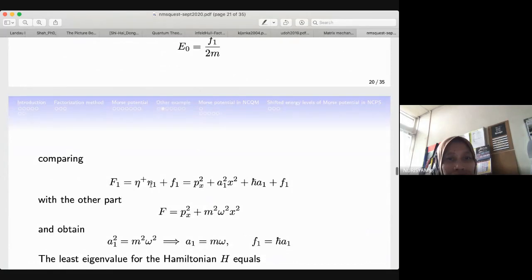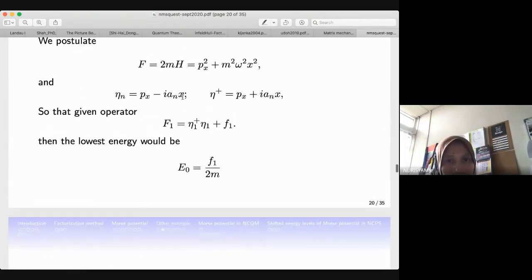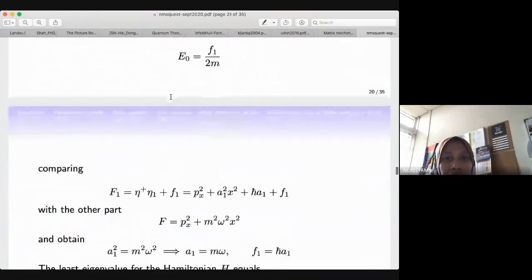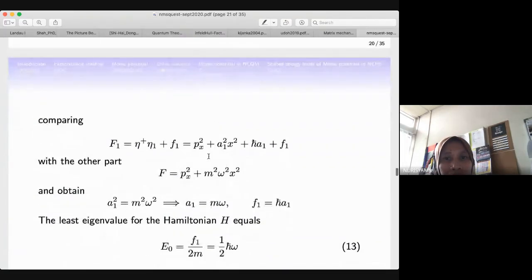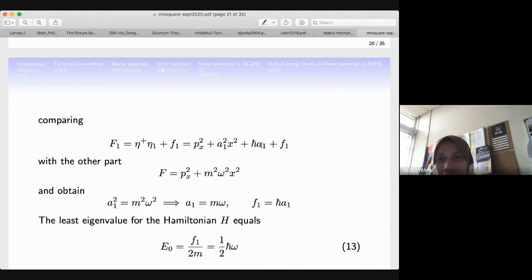So we do that for the first term here, you have that. So you have A1, and you have to find a specific value of an. Once you do that, again there is some commutator bracket involved. That's why you have this h bar a1, and then plus f1.